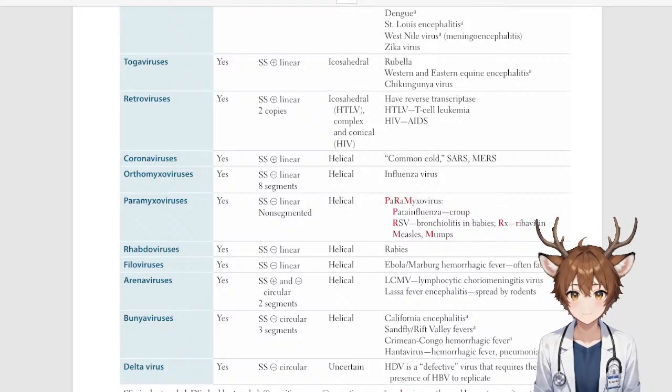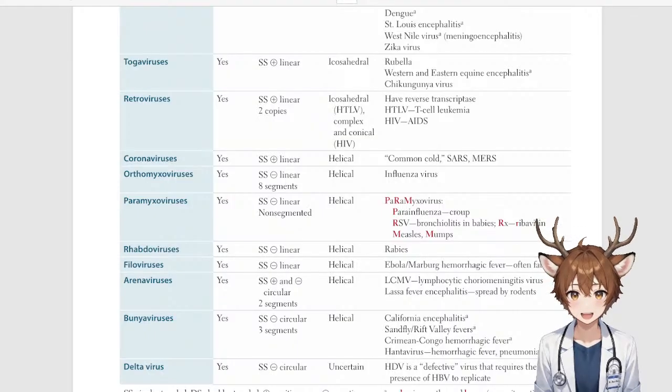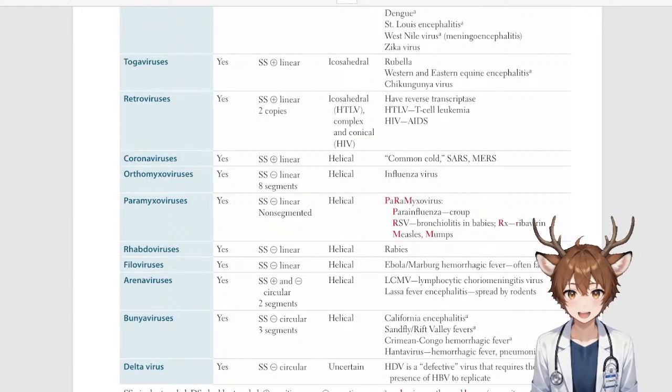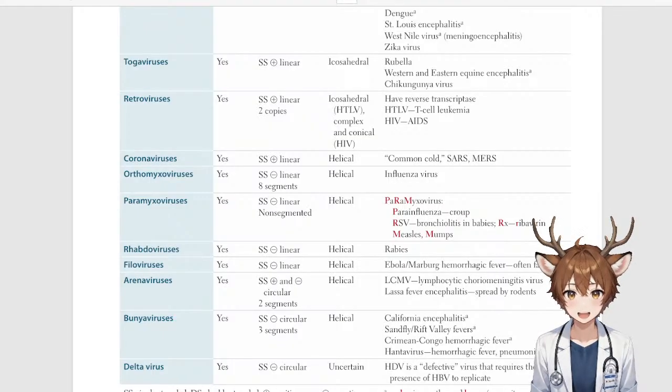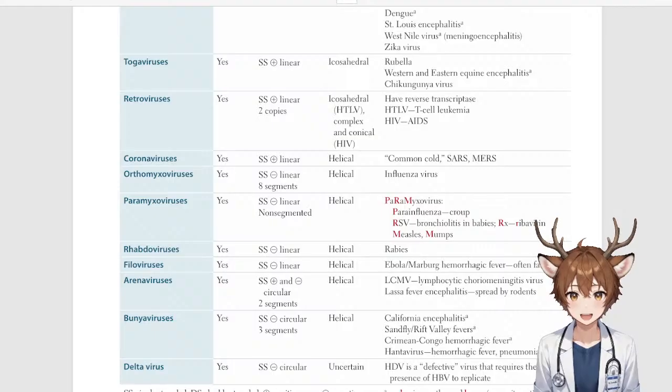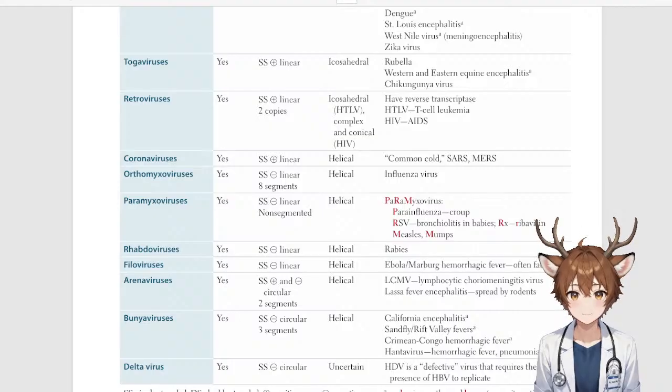Delta virus, which is enveloped, is a single-stranded, negative sense, circular. HDV is defective, requires presence of HBV to replicate. That's not a bad way to remember it, sure. So remember, single-stranded, double-stranded, double-stranded. Okay, SSS, yeah, okay. Positive sense, negative sense, arbovirus, arthropod-borne: mosquitoes, ticks. Okay.